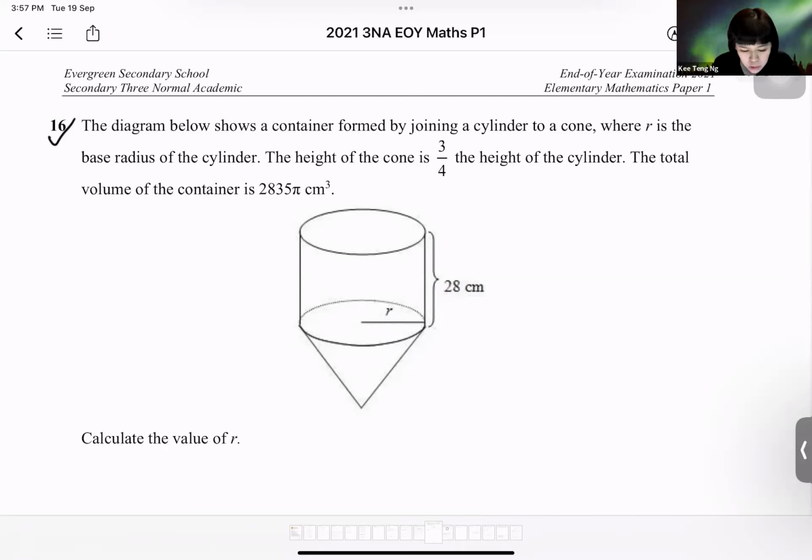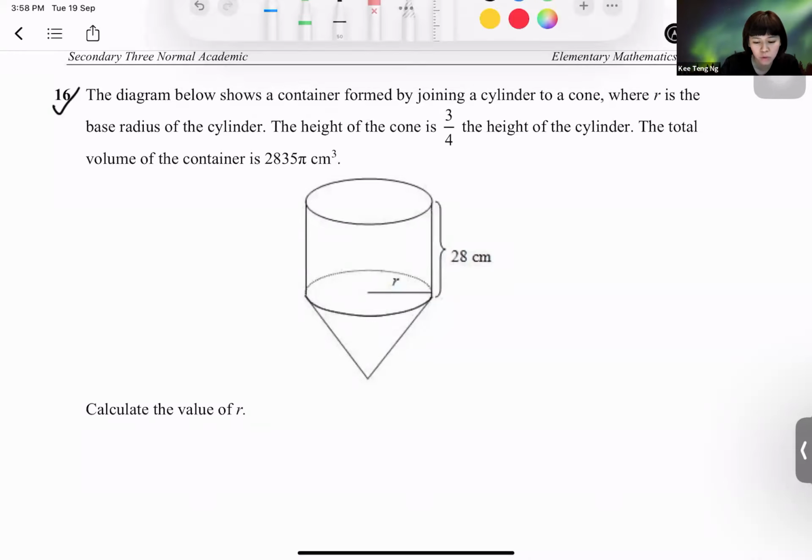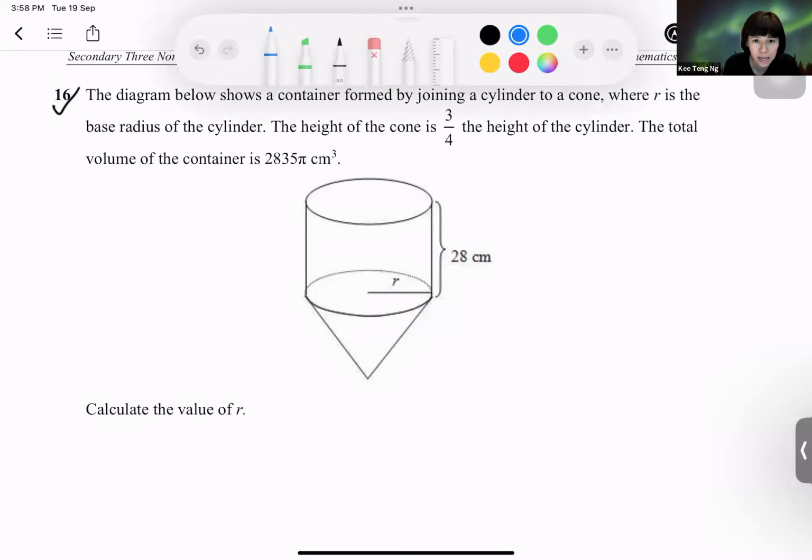For today's part review, today we'll be looking at Sec 3 NA 2021 Paper 1. Okay, we'll start from question number 16. Inside here, question 16, we have a cylinder and a cone. Before we begin, let's revise all the different formulas for cylinder and cone.